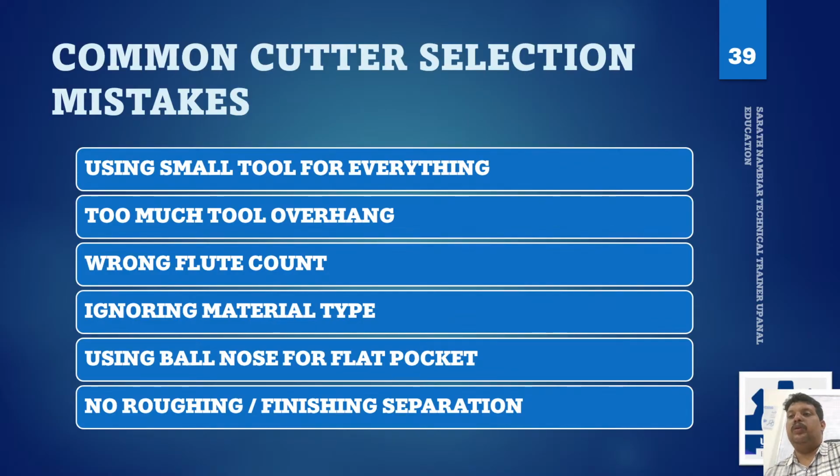Third, wrong coolant. Aluminum and steel may need different strategies. Fourth, ignoring the material type. Fifth, using a ball nose for fast flat bottom pocketing. Sixth, trying one tool for roughing and finishing when two-stage machining would be smarter. These mistakes, if avoided, can improve results faster than buying expensive tools.